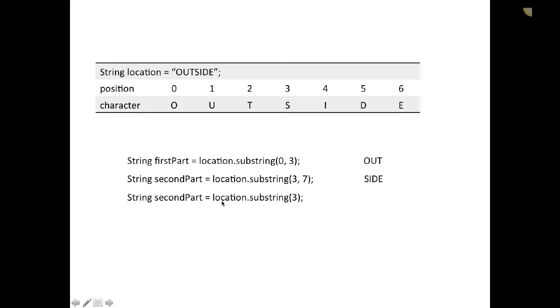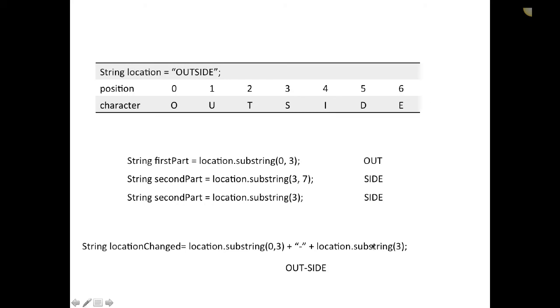Next, if I use location.substring 3, this is going to start at 3 and it will just go to the end. So even if I don't provide a final value and I just put in a starting value, that means it will go all the way to the end of the string. So I'd also end up with side. I can concatenate these pieces together. So if you look here, I have a new variable called location changed, and I'm taking substring 0 to 3, so 0 up to 3, but not including 3. I'm adding a dash, and then I'm taking location from substring 3 on. So I would end up with out dash side.